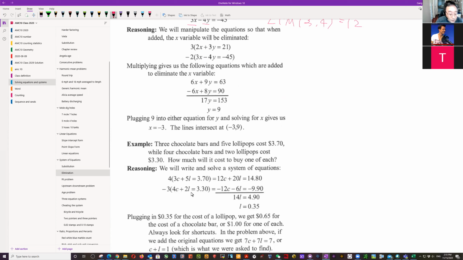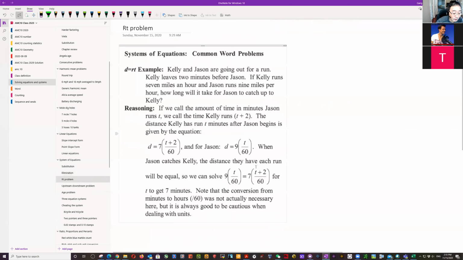Yeah, so this is another problem where it's able to choose to eliminate the C, but it can also choose to eliminate L. So that's about the same effort. This is a system of equations, the common word problem, and common word problems actually have a lot of different points of view.